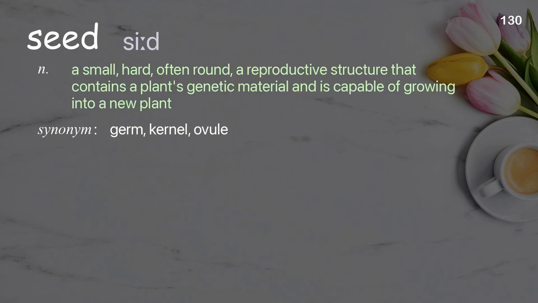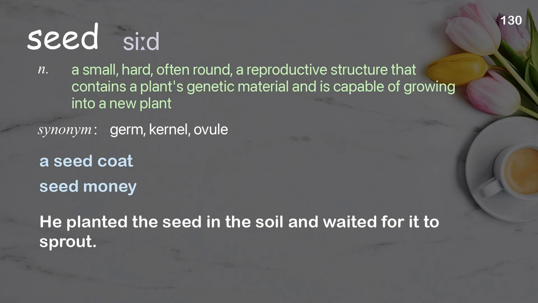Seed. A small, hard, often round reproductive structure that contains a plant's genetic material and is capable of growing into a new plant. Examples: a seed coat, seed money. He planted the seed in the soil and waited for it to sprout.